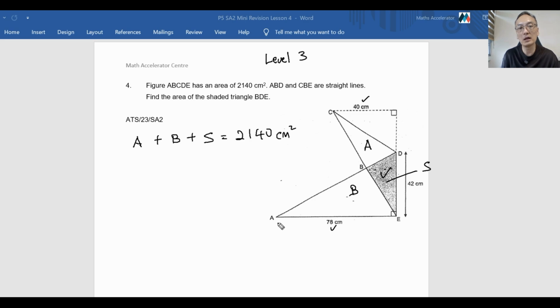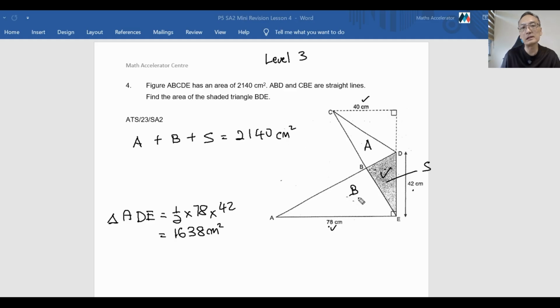Next, we have 78 here and 42 here. So we can find this triangle here, which is ADE. So let's calculate ADE at the side here. Okay, let's write here triangle ADE. Let's carry out this part first. It will be half times 78 times 42. And that will give us 1638 cm square.